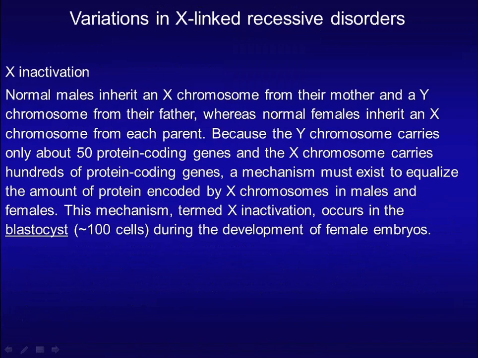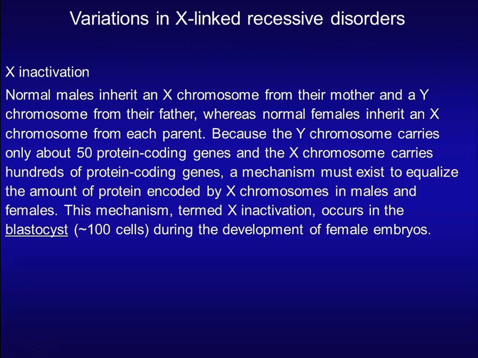There are some variations in the X-linked recessive disorders. The most important variation is X inactivation. A normal male has an X chromosome and a Y chromosome. A normal female has two X chromosomes. An X chromosome carries far more genes than a Y chromosome. A mechanism must exist to equalize the amount of proteins encoded by X chromosomes in males and females. This mechanism is called X inactivation.